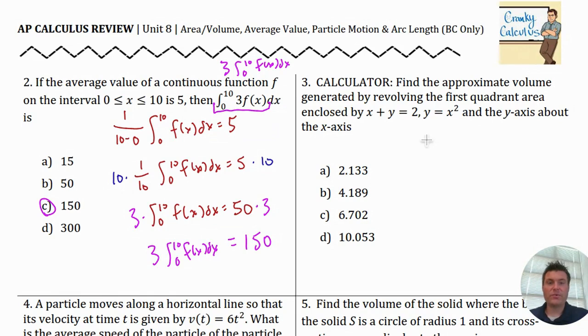For the next one right here, we do have some calculator work. I'm going to go ahead and show everything on Desmos. So when you do see this problem, you'll see everything done on Desmos. We're going to go ahead and find the approximate volume generated by revolving the first quadrant area enclosed by x plus y equals 2 and y equals x squared.